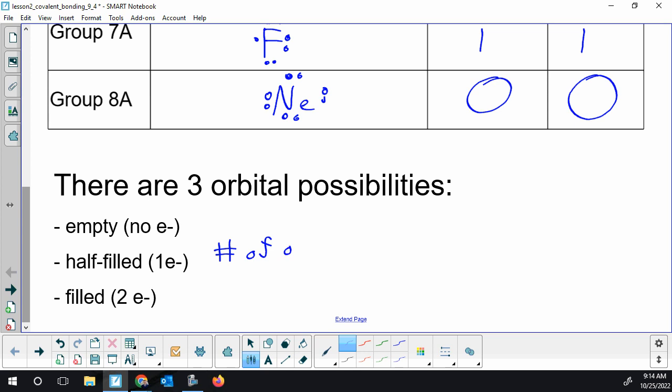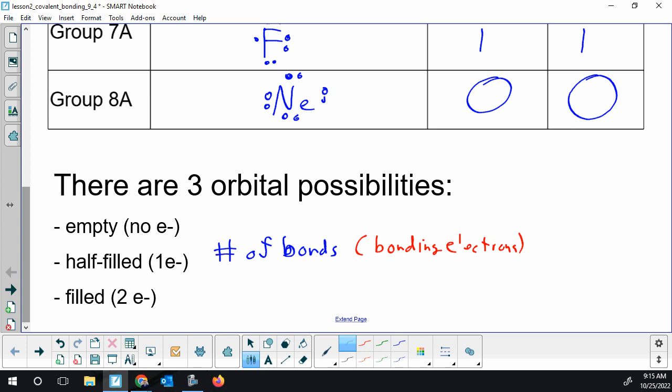bonds. We call those bonding electrons. I know that's in our notes somewhere already from yesterday.